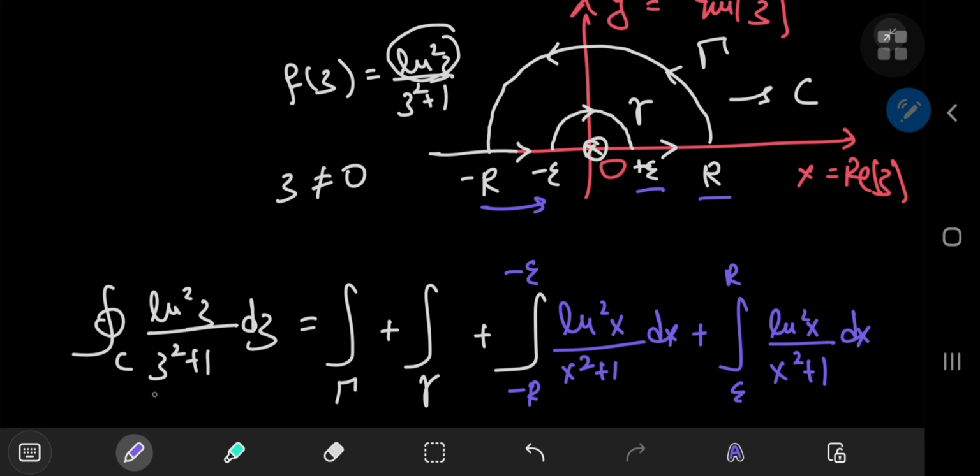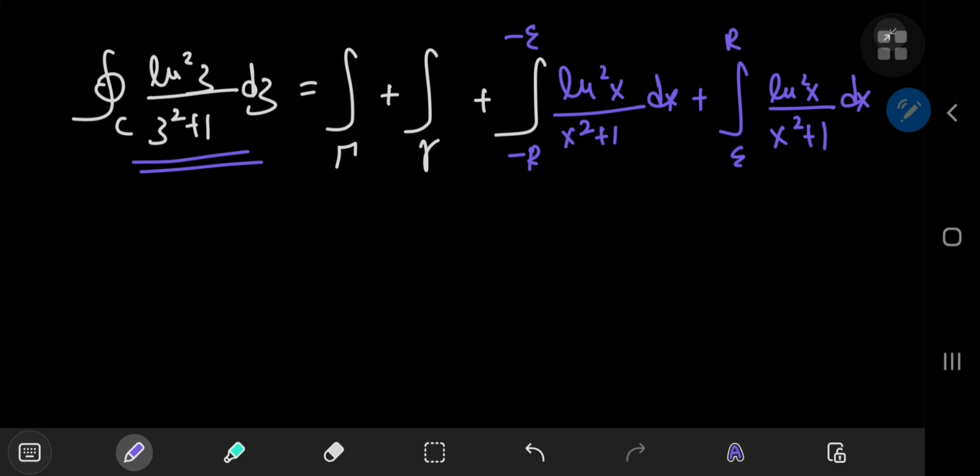And we can evaluate the integral on the left-hand side using the residue theorem. So where exactly are the singularities of our function f of z?